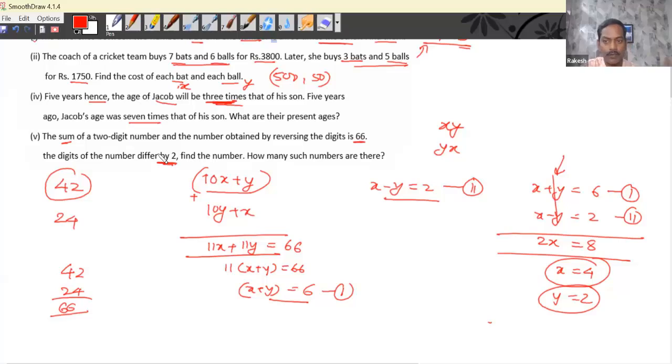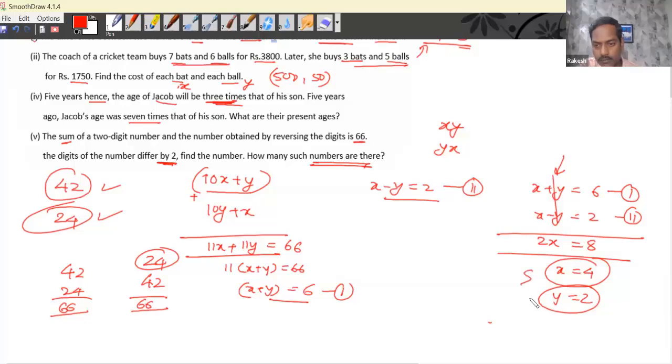It is not saying that the difference of the tens place digit and the unit place digit, or tens place digit minus unit place digit, is 2. It's simply saying the difference is 2. So it could be either way. The tens place digit can be higher or the unit place digit can be higher. Their difference has to be 2. Because of that reason, this is also one of the possible solutions. You can see that if the original number is 24, the reverse of it will make it 42. The sum is 66 and the difference is also 2. That's why the question asks how many such numbers there are. So both these numbers are there and we have to take care of this once we have got this solution.